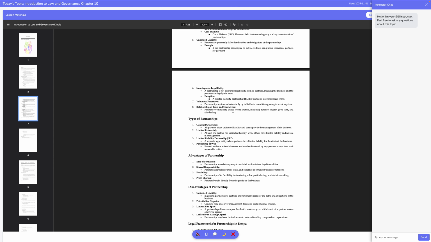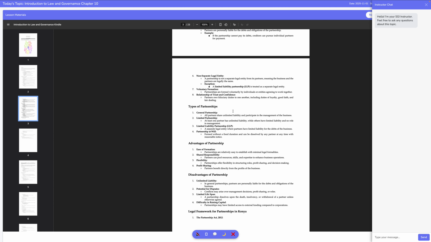Partnerships are formed voluntarily, reflecting the free will of individuals or entities to collaborate for mutual benefit. This voluntary nature is foundational to the partnership model and contributes to its flexibility and adaptability across various industries and sectors. Central to the partnership relationship is trust and confidence. Partners owe each other fiduciary duties, including loyalty, good faith, and fair dealing. These duties ensure that partners act in the best interests of the partnership and refrain from self-dealing or actions that could harm the business or other partners.